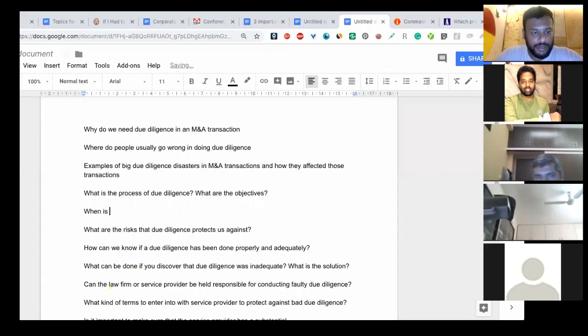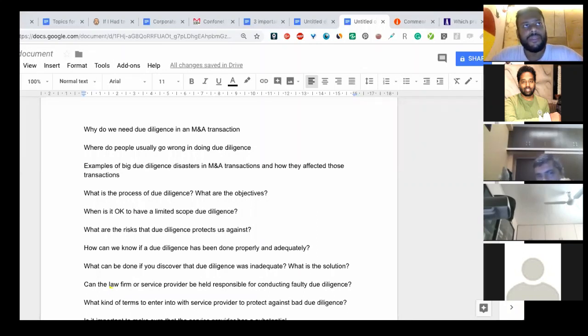When is it okay to have a limited scope due diligence? In a lot of circumstances, due diligence is done in a limited way. A full due diligence is not done.